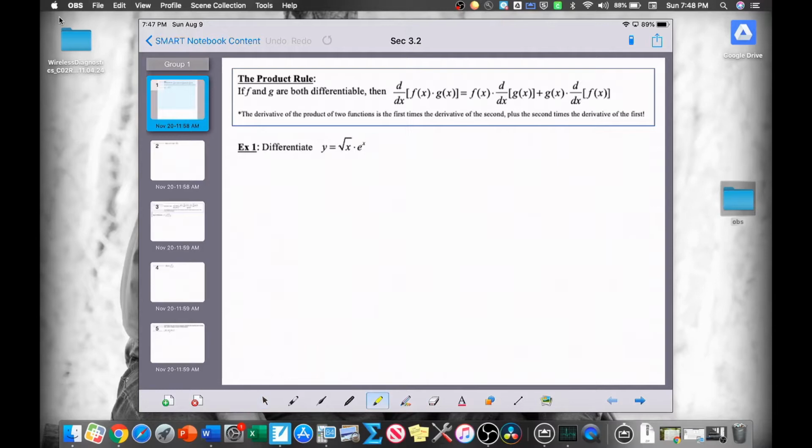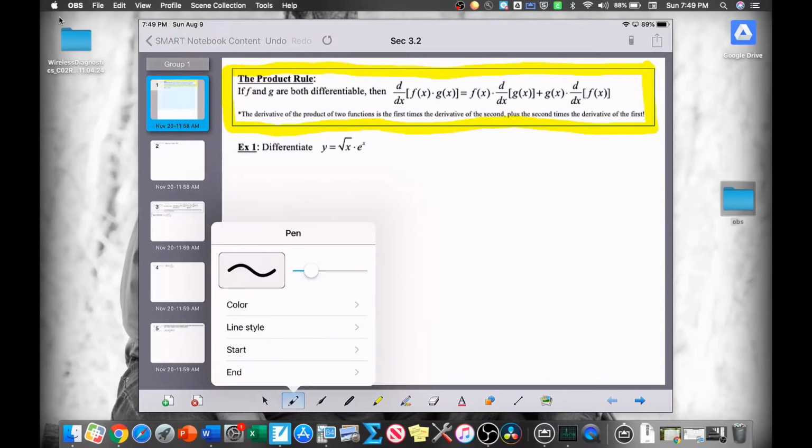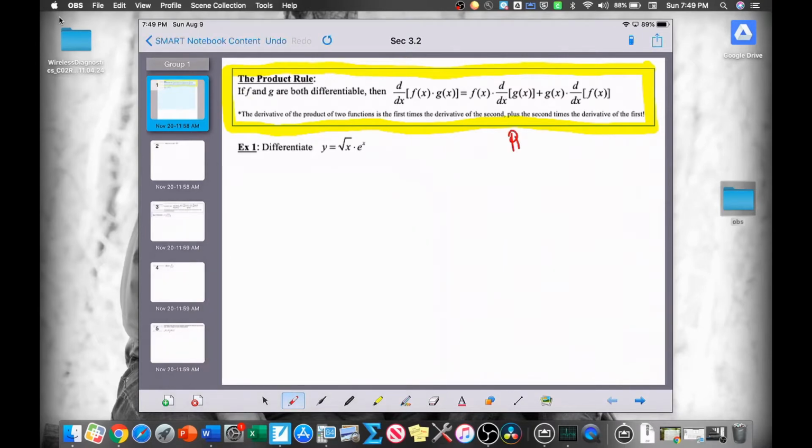And the product rule says that if f of x and g of x are both differentiable functions, and you have the product of these two functions, then the derivative of f of x times g of x is equal to f of x times the derivative of g of x plus g of x times the derivative of f of x.